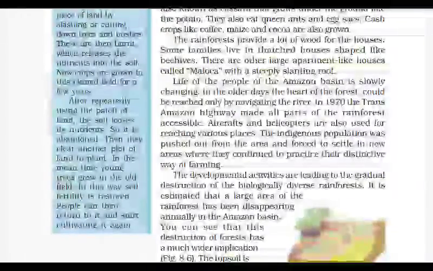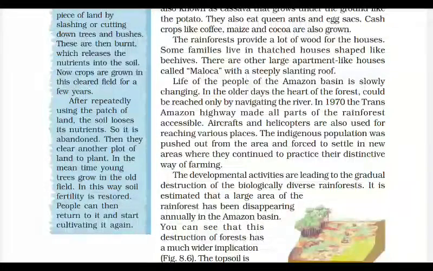The life of the people of the Amazon basin is slowly changing. Why? Because the environment is being cleared, isn't it? In older days the heart of the forest could be reached only by navigating the river. Through the river only you can reach the middle part of the forest. In the 1970s the Trans-Amazon Highway made all parts of the rainforest accessible. Aircraft and helicopters are also used for reaching various places.